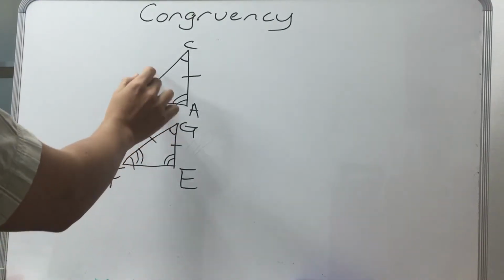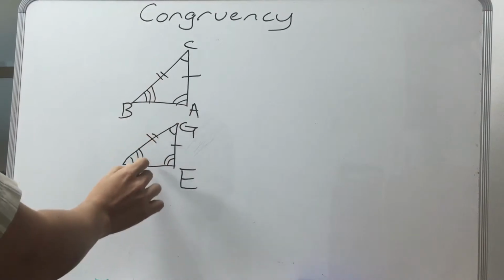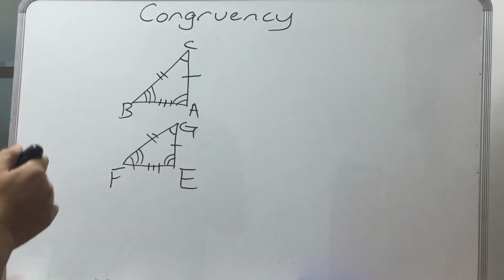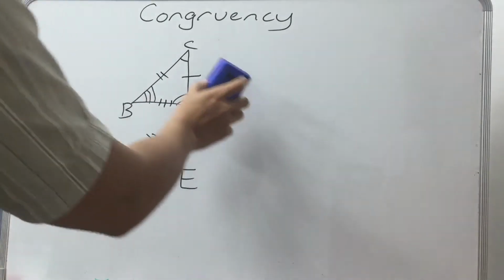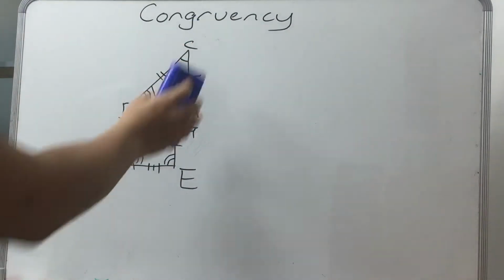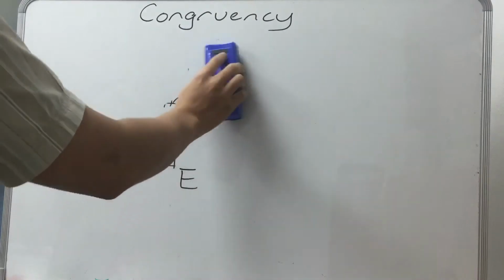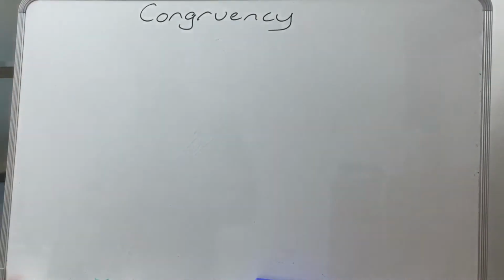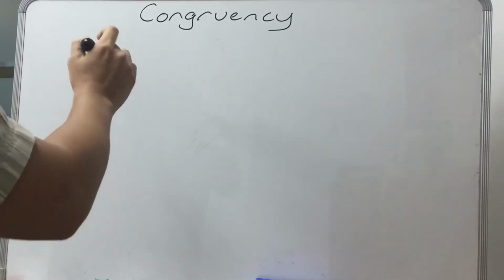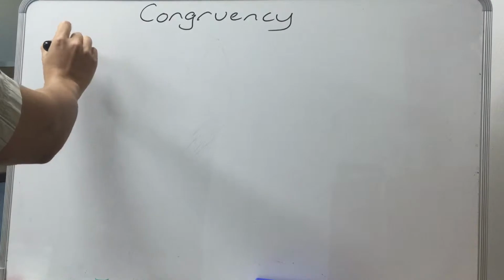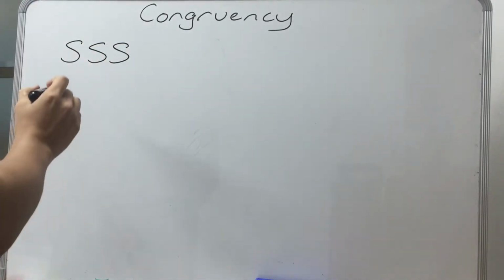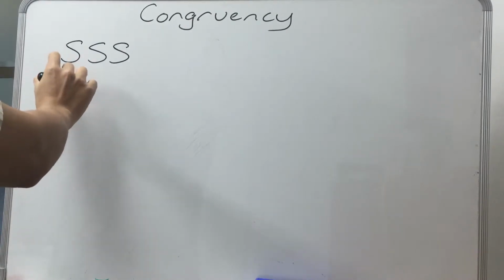So of course, our FE must be the same length as AB. So this would mean that these two triangles ABC and EFG are congruent. So there are a few tests to help you test for congruency between two triangles. The first test is called the SSS test. This stands for side, side, and side.